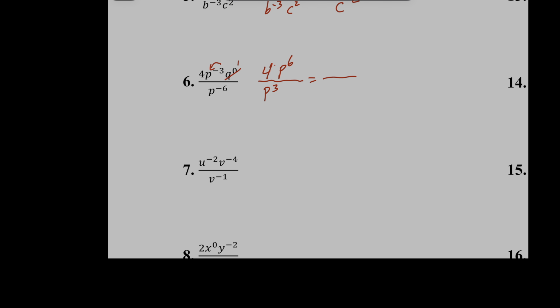Now, when I have the same base, I subtract the exponent. Keep it on the side that has more. So 6 minus 3 is 3. There's more on top. So that's my answer. Do I need to put a 1 on the bottom? I can. It's not wrong. But remember, you don't need a placeholder on the bottom. You only need a placeholder on the top. So you can write it like that too.